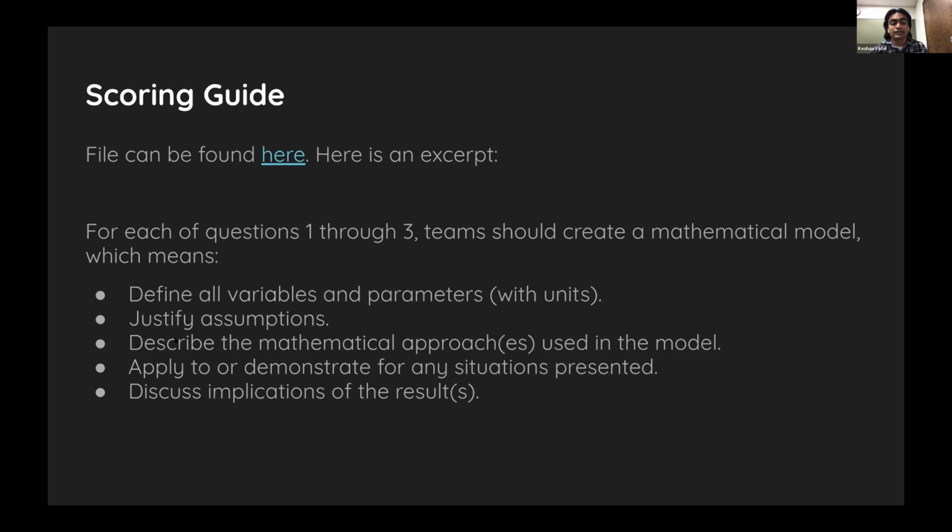We've just gotten started in our lecture series with Julie's lecture on describing mathematical approaches used in the model. So if you wanted to use a difference or differential equation, you would be able to kind of explain your reasoning there. Apply to or demonstrate any of the situations presented, which is basically fancy talk for make sure you answer the full question that's given in the problem statement, and discuss implications of the results.